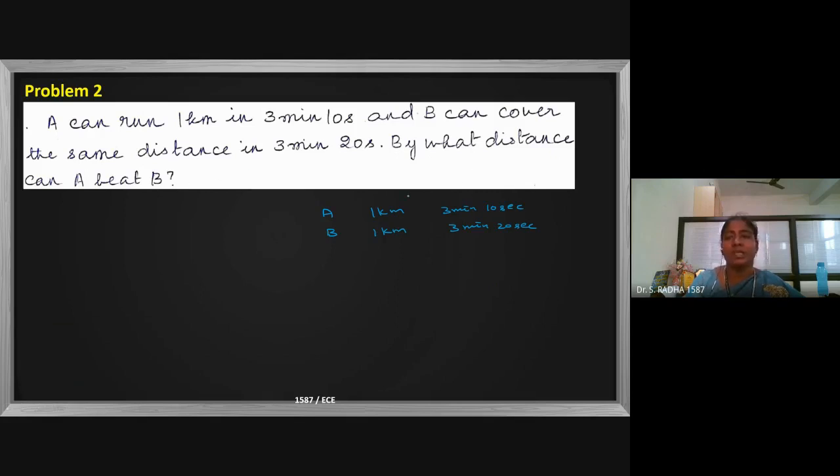You can see A is taking less time. So definitely A is beating B. Beating means he is overtaking, or he is the winner in the race.